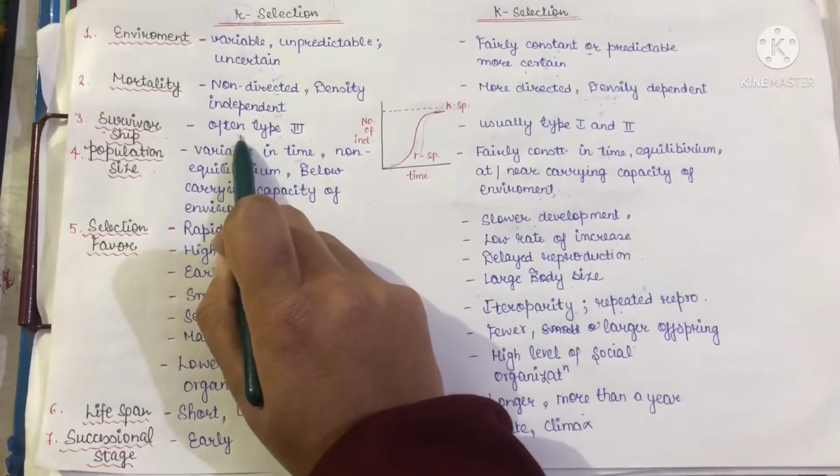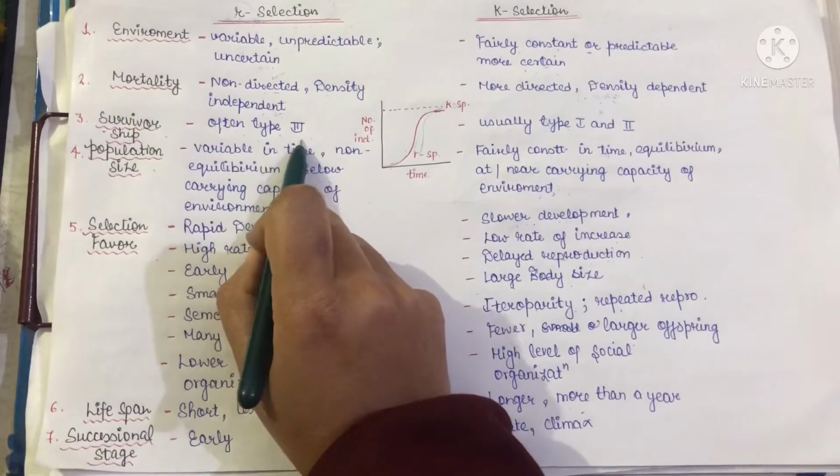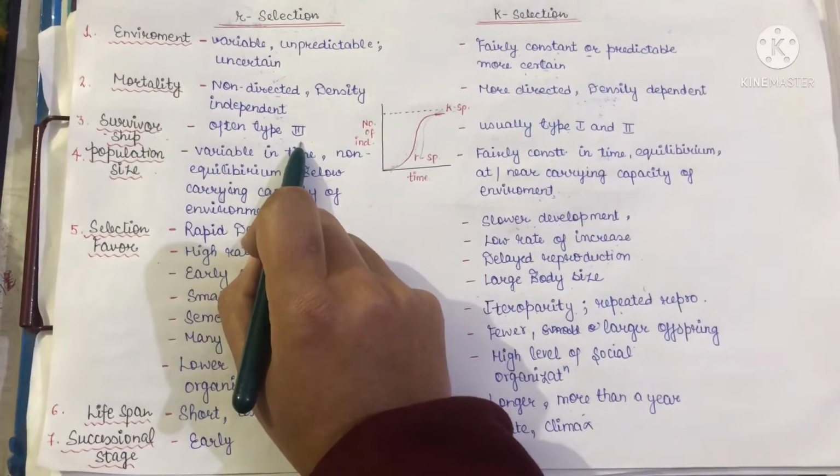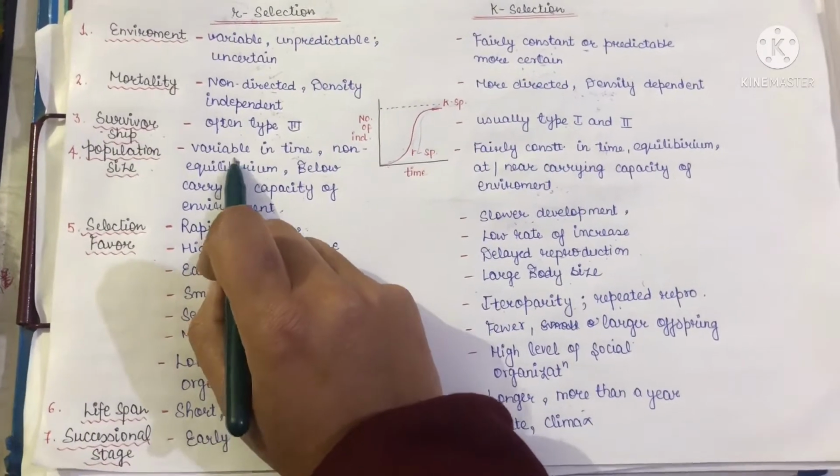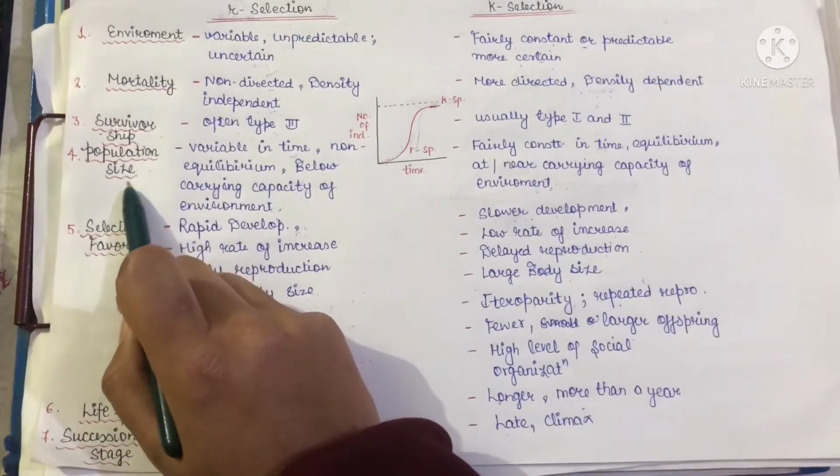So the next difference is under survivorship. I'll discuss this difference briefly at the end, right? Next, population size.